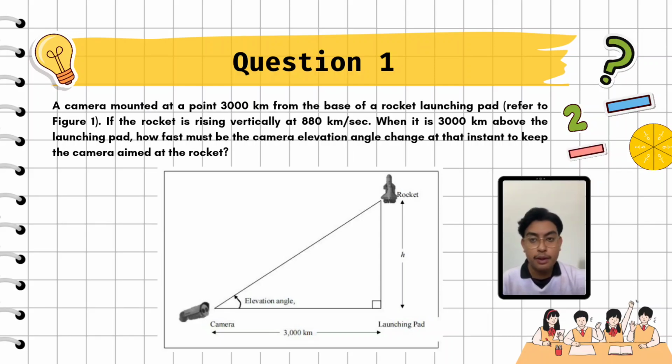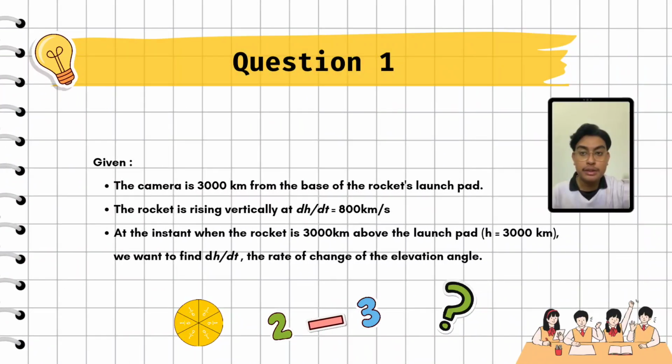Now, I will explain question number 1. A camera is mounted at a point 3000 km from the base of a rocket launching pad. Refer to figure 1. If the rocket is rising vertically at 180 km per second, when it is 3000 km above the launching pad, how fast must the camera elevation angle change at that instant to keep the camera aimed at the rocket?